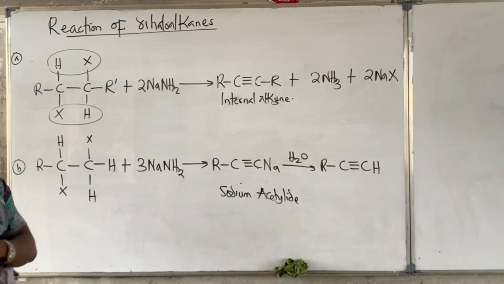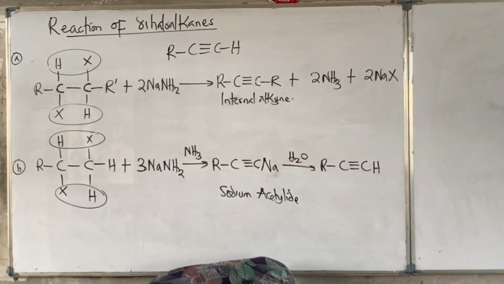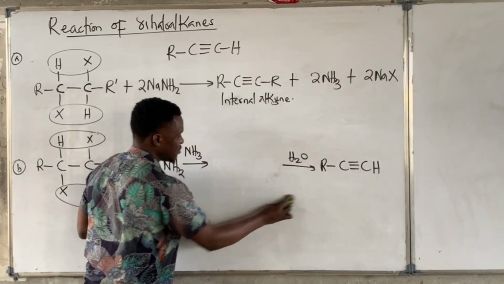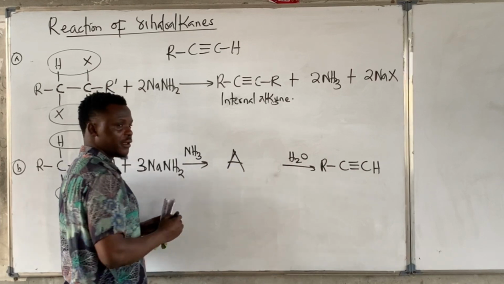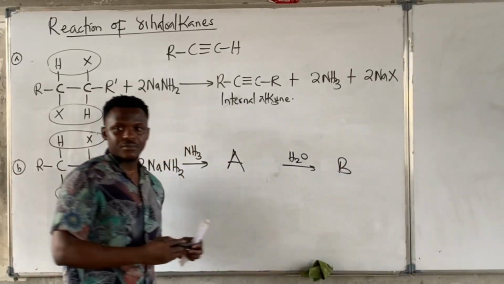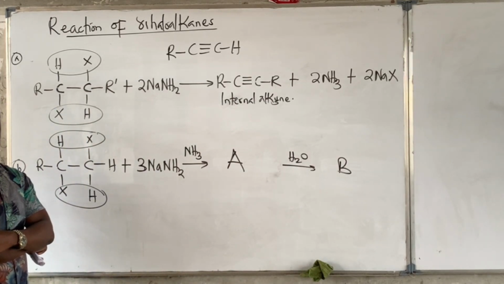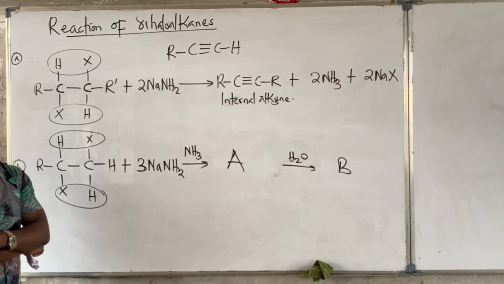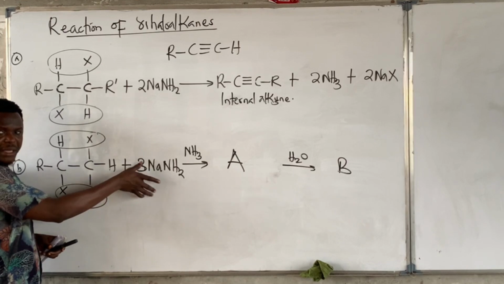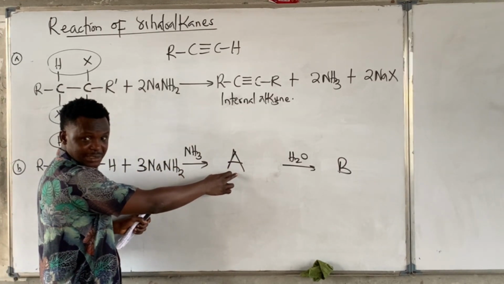That is it. This is how this question might look like in the exam. Let me show you something. They can come here and make this place to be A, and come here and make this place to be B, and say complete the reaction below. Or what is A and what is B? Very simple. For the fact that you've seen 3 sodium amide here, it's giving you the vibe that this guy is going to be sodium acetylide.